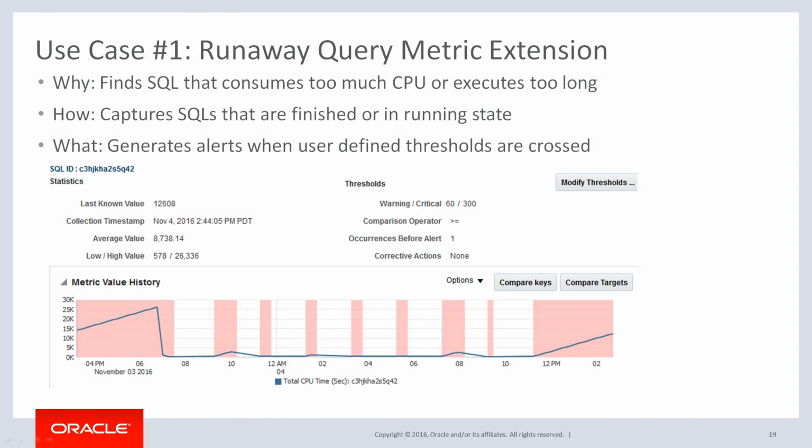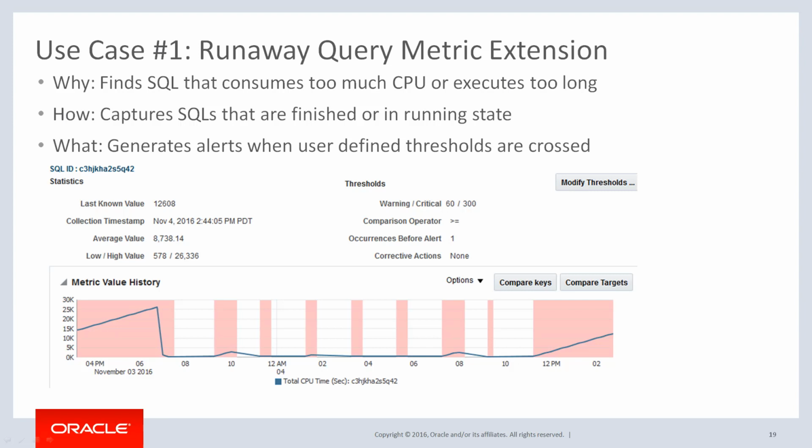The first use case we will review is a Runaway Query Metric Extension. A runaway query is a query whose execution time is taking longer than the time estimated by the optimizer. Runaway queries can consume too much CPU or other resources during its execution. It is critical to find and eliminate these types of issues from the application code to ensure good application performance.